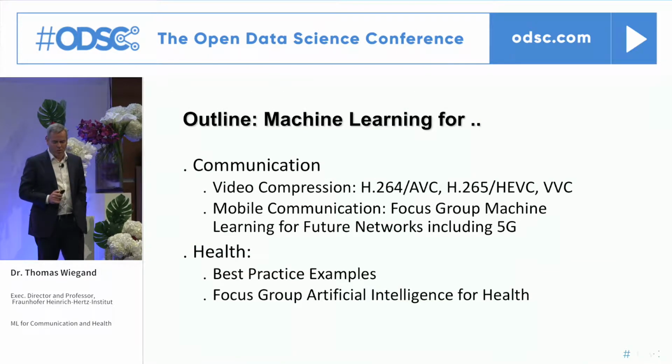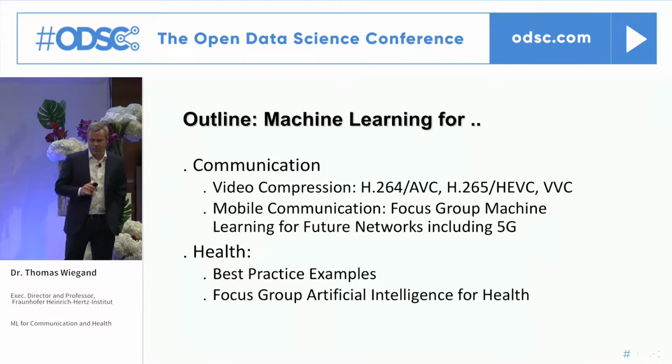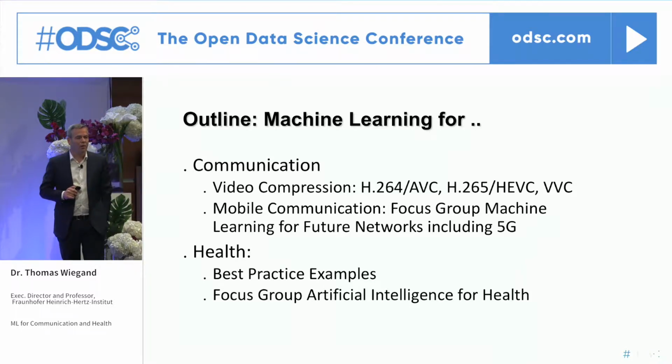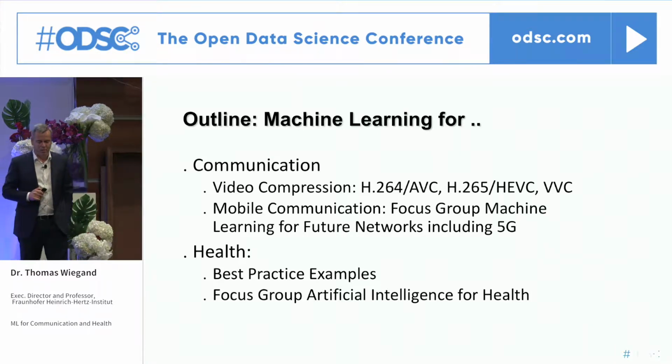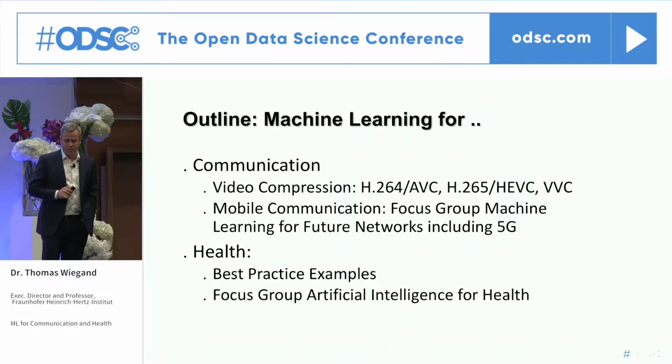So the outline of the talk will be two parts. I'll talk about machine learning for communication, meaning video compression, and about machine learning for mobile communication, and in particular 5G and how it's going to be relevant there. Then the second part is about health. I'll talk about some best practice examples shortly, but also about the focus group on artificial intelligence for health.